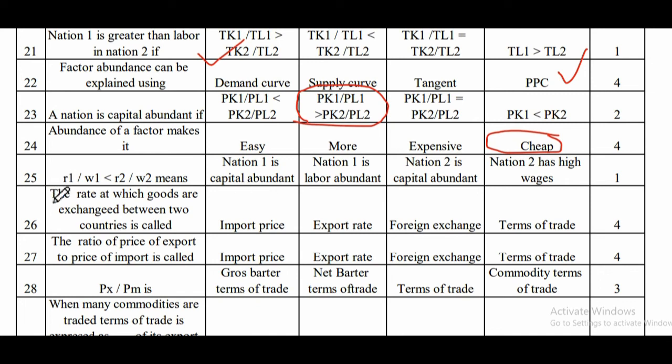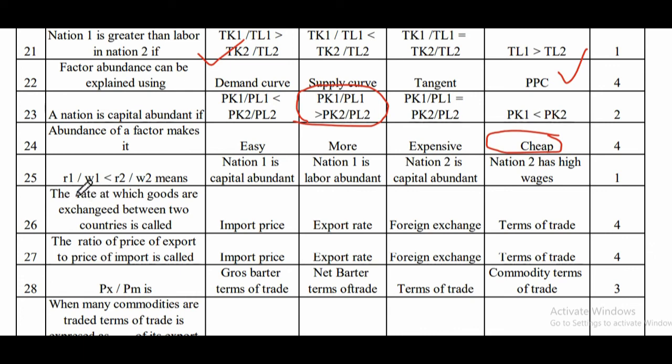Now the next one, that is MCQ number 25, and this is the last MCQ which I am going to cover in this session. In the next session I'll upload MCQs from 26 to 50, and we are going to cover the maximum MCQs in this economics series over here.